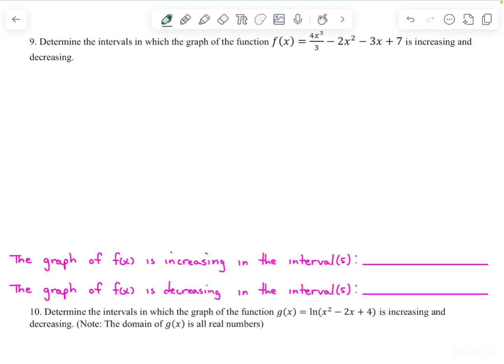Hello class, in this video I'll be showing you how to determine the intervals in which the graph of a function is increasing or decreasing. Let's begin.